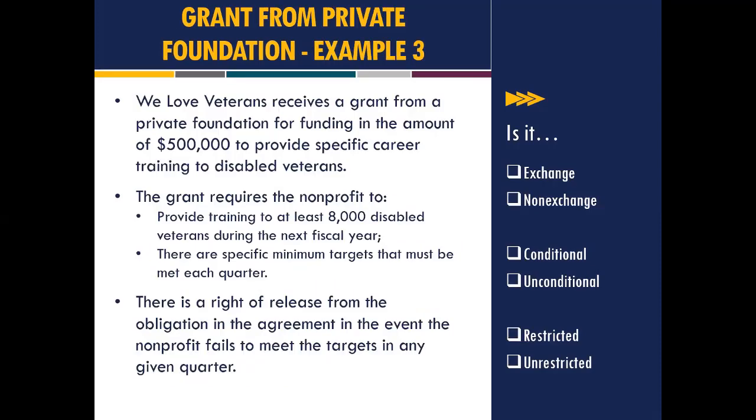Third example, We Love Veterans receives a grant from a private foundation for $500,000 to provide specific career training to disabled veterans. The grant requires the nonprofit to provide training to at least 8,000 disabled veterans during the next year, and there are specific minimum targets that must be met each quarter. There's a right of release from the obligation in the event the nonprofit fails to meet the targets in any given quarter. So again, we have those same categories of what we think this would fall into.